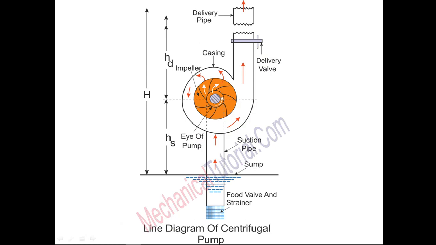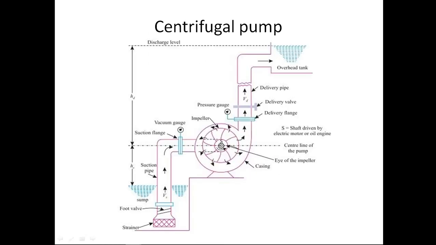The second part of the centrifugal pump is the casing. A casing is an airtight passage surrounding the impeller, designed in such a way that the kinetic energy of the water discharged at the outlet of the impeller is converted into pressure energy before the water leaves the casing and enters the delivery pipe. The casing is mainly made of cast iron or cast steel.